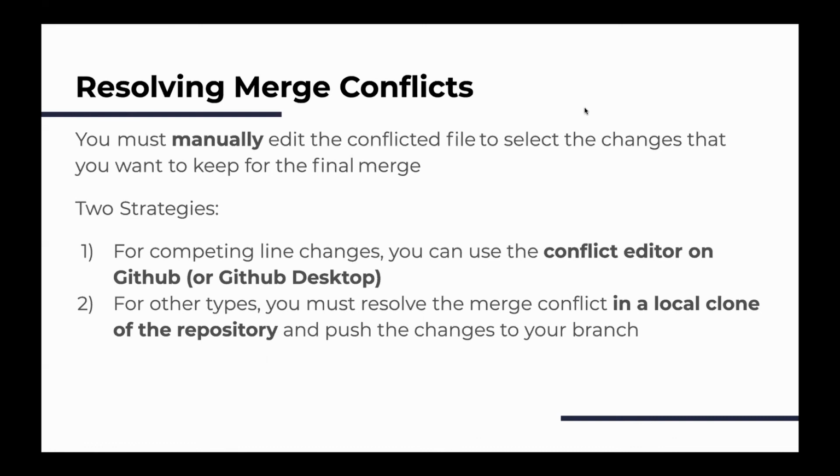To resolve these merge conflicts, you're going to have to manually edit the conflicted file to select the changes that you want to keep for the final merge. There are two strategies for this. For competing line changes, you can use the conflict editor on GitHub or on the GitHub desktop app. You can also resolve the merge conflict in a local clone of your repository, which you can use to push changes to your branch.